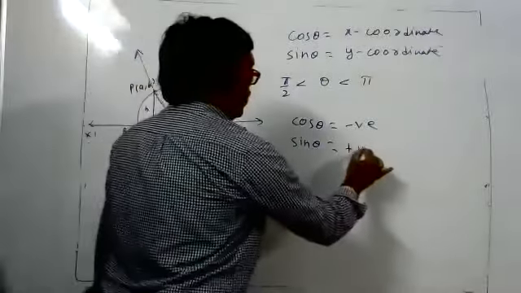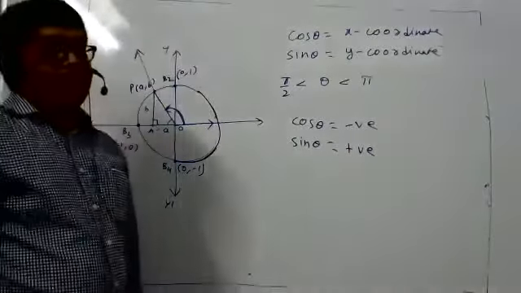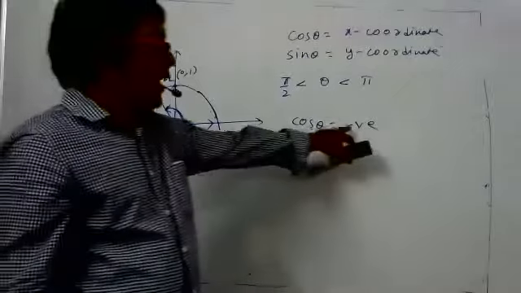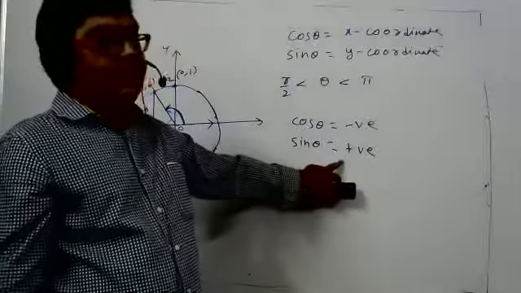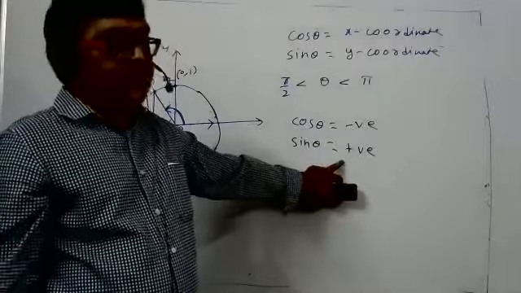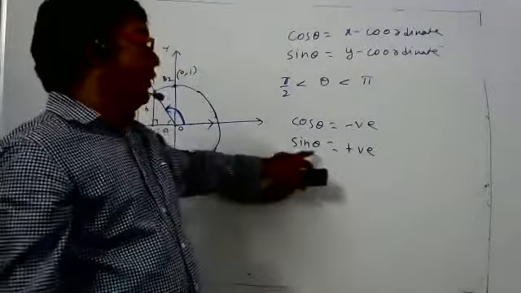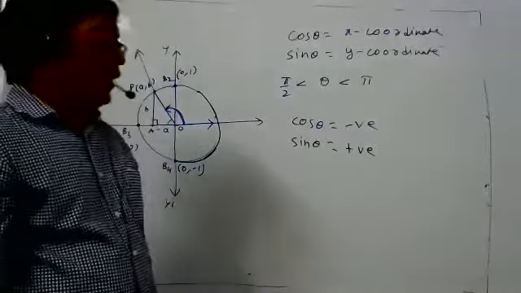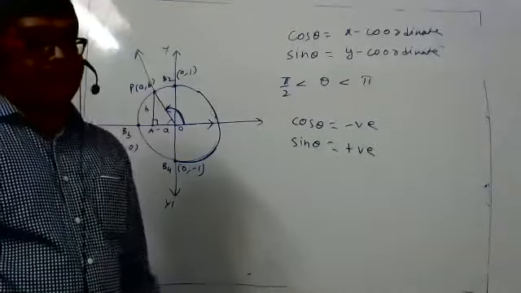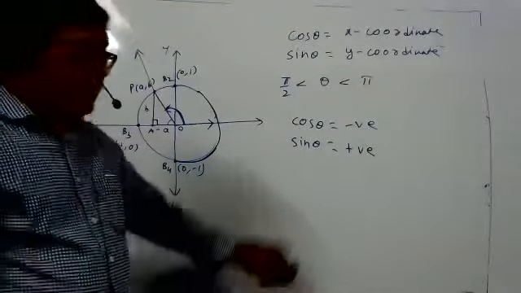So now what is the reciprocal of cos theta? Secant theta. What is the sign of secant theta? Negative. What is the sign of cosecant theta? Positive. What is the sign of tan theta? Tan theta is sin theta by cos theta, so it will be negative. And cot theta? That is also negative.